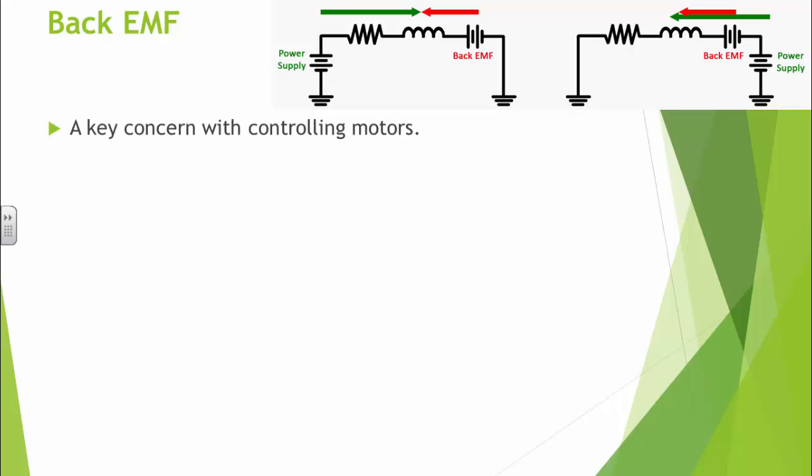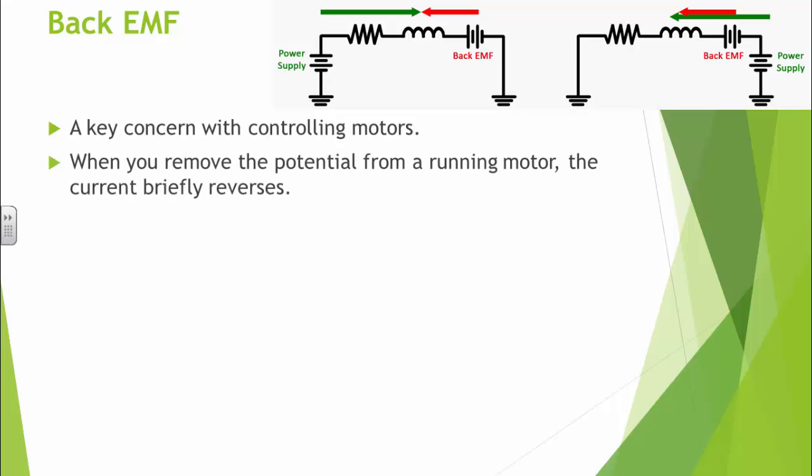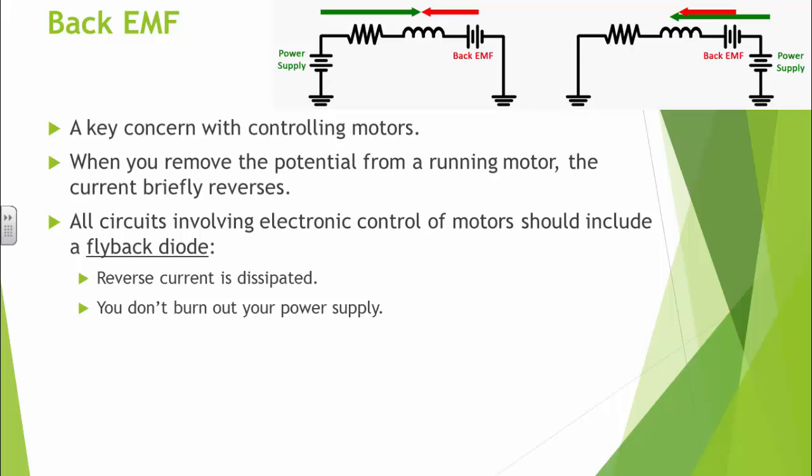Back EMF is a major concern when you go to control motors electronically. The reason why is that motors push back against the potential that we applied to them. When we remove the potential from a running motor, there is a potential pushed back by the moving motor, and the current reverses. This will tend to burn out electronic components if we're not careful.